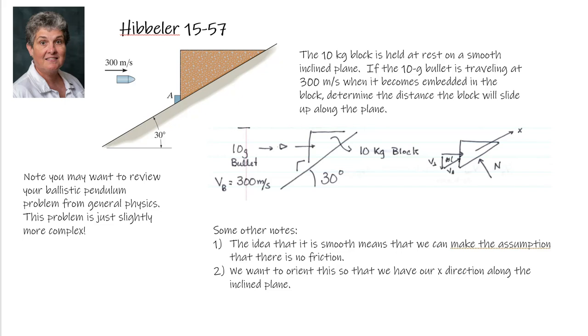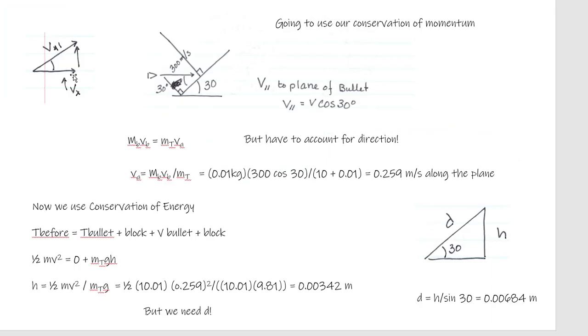So let's look at this a little bit differently. First of all, I'm going to have a velocity parallel to the plane, but I've also got an x velocity, because my bullet is coming in in the x direction. So I'm going to have to make some adjustments, because I'm going to need that velocity component of the bullet parallel to the plane, or along the plane. So I do have to account for direction.